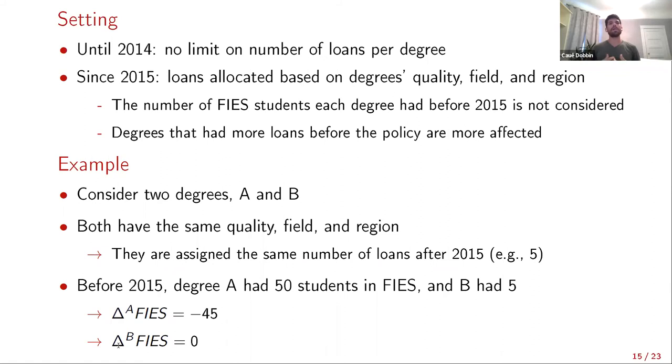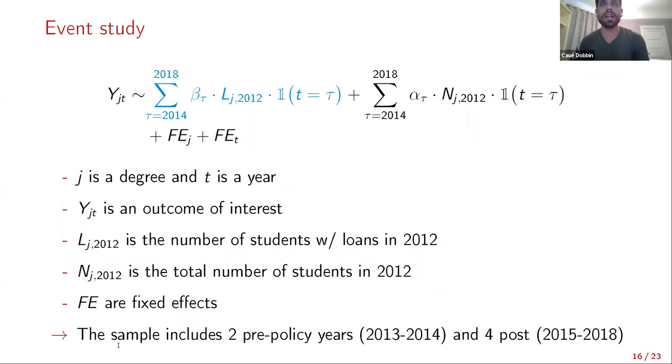So what we're going to do now is compare how degrees like A, degrees that were very affected by the policy, responded to the change, compared to how degrees like degree B responded to the policy. And by comparing those 2 types of degrees, we're going to be able to see if the increase in discounts that we saw was actually because of the policy change. And the way we're going to implement that is with something that's like a difference in differences, but more flexible, which is an event study.